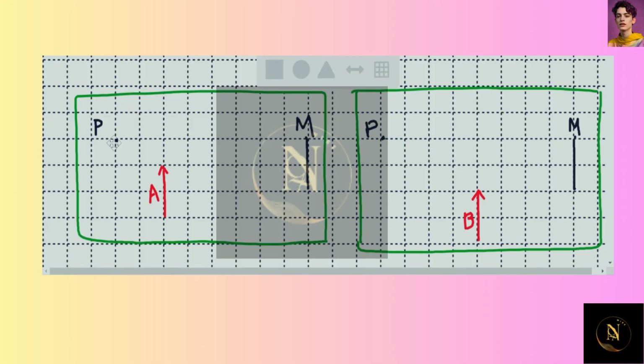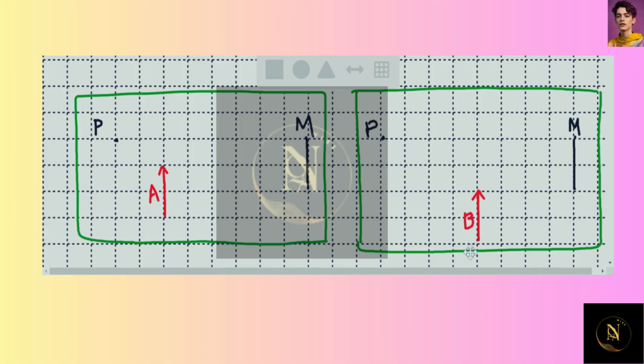So we've got a person right here. We've got a plane mirror right here. And we've got an object, which is an arrow, object A right here. And we've got a similar system right here. So the same person, same mirror. And you can see that the lengths of the mirrors are the same in both systems.